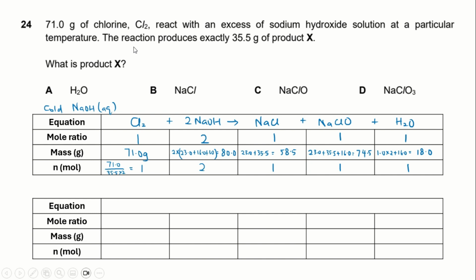The question says that the reaction produces exactly 35.5 grams of product X. So we are supposed to find out what is product X. So by looking at the masses here, none of them is 35.5 grams. So that means the temperature is not cold sodium hydroxide solution. We should try using hot sodium hydroxide solution.